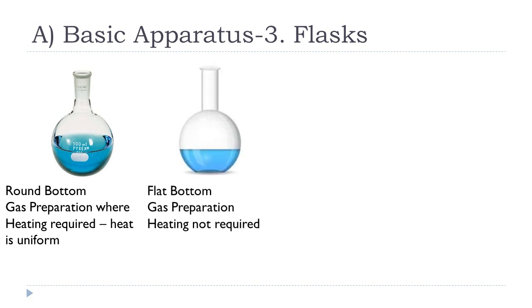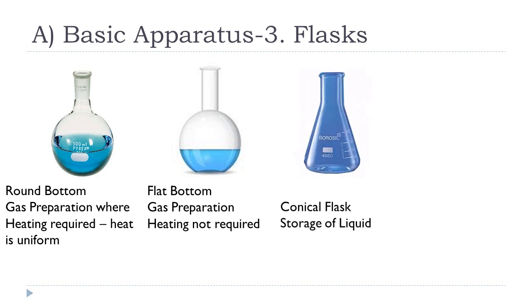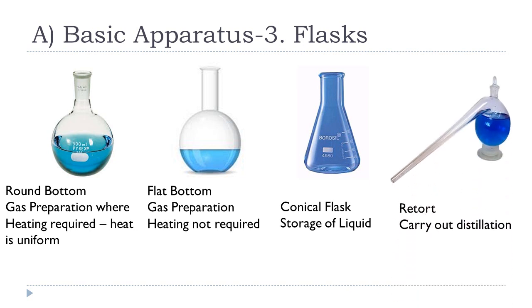And next one, flat bottom flask. For gas preparation, where heating is not required, and hence uniform heat distribution is not necessary, we have to use the flat bottom flask. And next one, conical flask. It is used for storing and mixing the solution. And next one, retort. It is used for carrying out the distillation experiment.